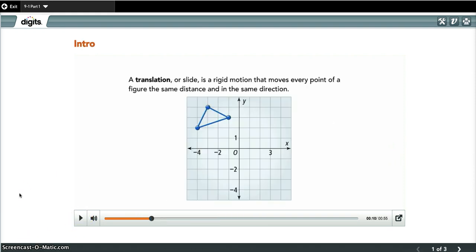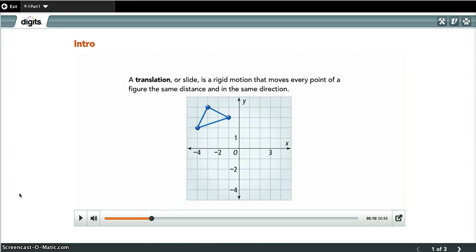All right, here is your next vocabulary term. It is called a translation. Now, a translation is a type of transformation. So a translation is a way that shapes transform. I always got translation and transformation confused, but a translation is a way that a shape transforms. So it is a type of transformation.